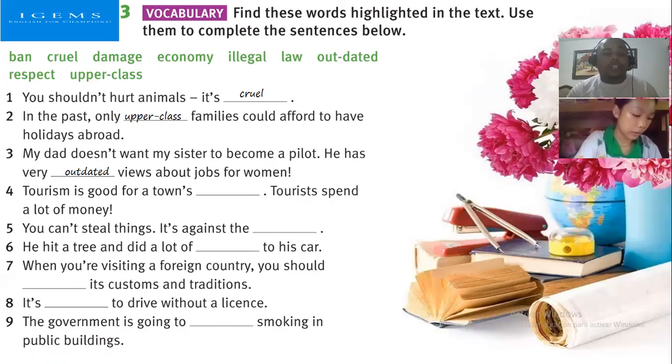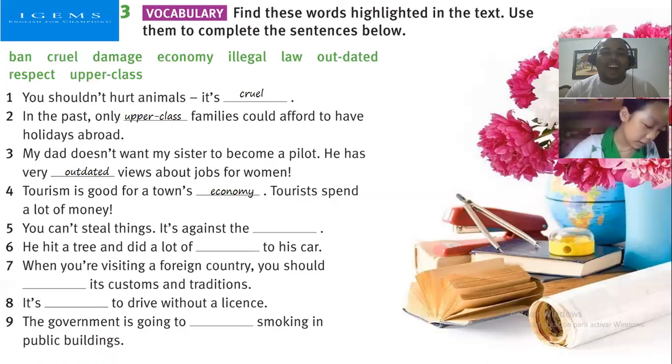Okay, let's continue. Tourism is good for a town's economy. That's right. There's a lot of tourism. That's fine. And also Vietnam. Yeah, Vietnam is very popular in tourism. Also you have Phu Quoc Island. That is very famous. It's very beautiful. I want to go there. I'm dreaming to go there.